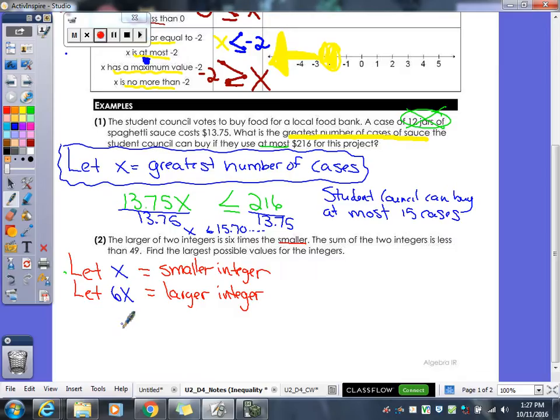Okay. It says the sum of them is 49, or is less than 49. What does sum mean to do? Add. You have to show me on the side that you are going to add them, even though I know you all can add them in your head. Is that right? 6x plus x equals 49. Is that what I want?